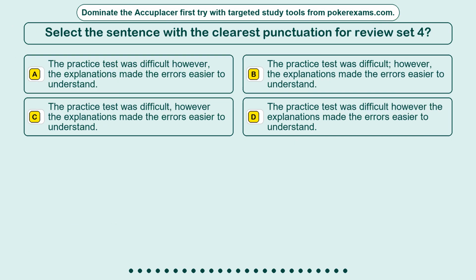Question 19. Select the sentence with the clearest punctuation for review set 4. Option A. The practice test was difficult, however, the explanations made the errors easier to understand. Option B. The practice test was difficult, however, the explanations made the errors easier to understand. Option C. The practice test was difficult, however, the explanations made the errors easier to understand. Option D. The practice test was difficult, however, the explanations made the errors easier to understand.